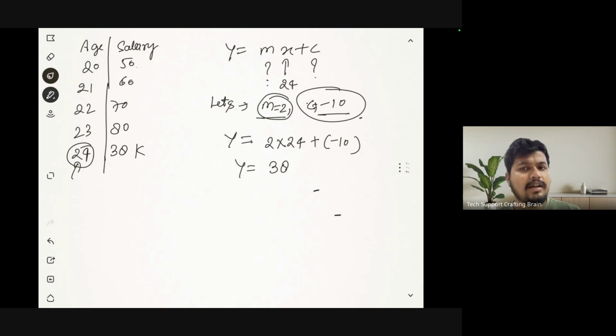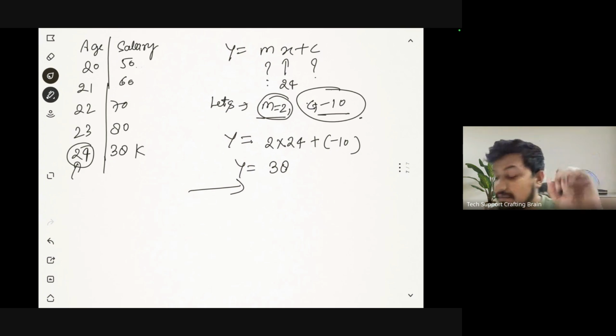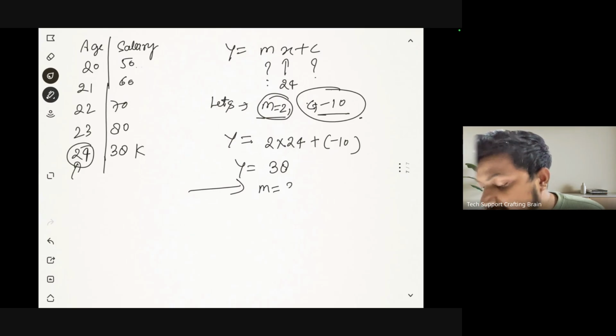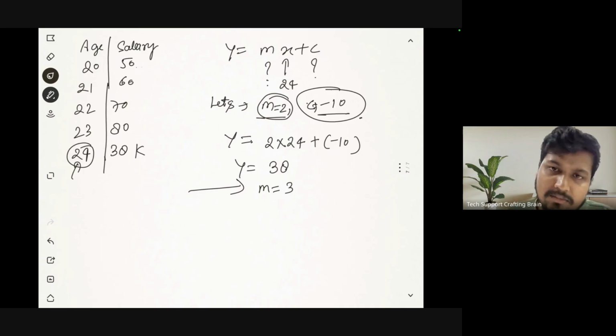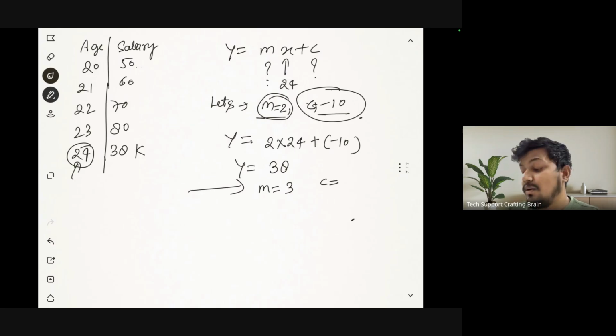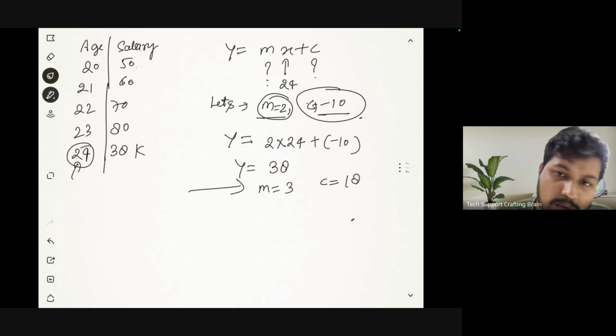Imagine a scenario where we choose the perfect m and perfect c value. We will definitely be able to get the answer. Now just check, I'm taking a different m and c value this time. Hypothetically, I'm taking the m value 3, and the c value around 18.